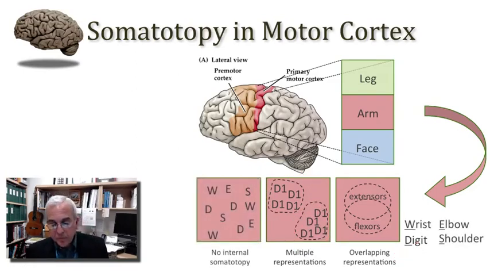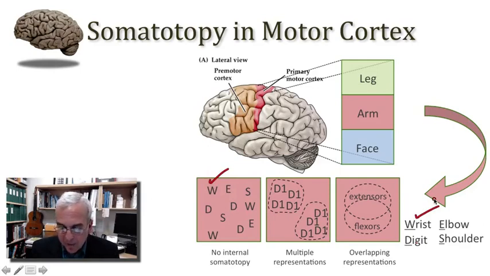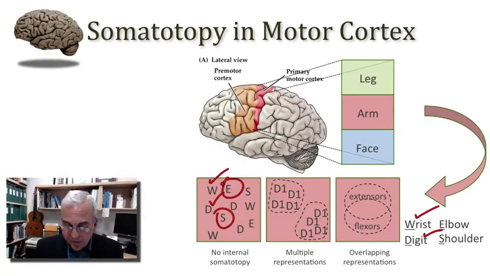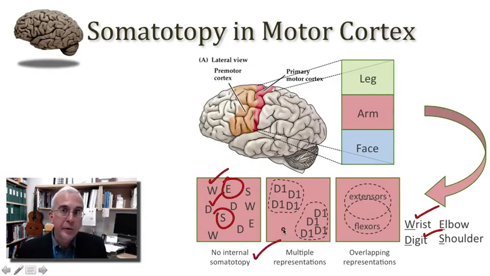And lastly, if we look within this region that represents the upper extremity, what we can find is an interdigitation of sites that, when activated, can move, for example, the wrist. And that might be right next to a site that, when stimulated, can move a digit. And those regions might be adjacent to shoulder or perhaps elbow flexion or extension sites. So there seems to be no strict internal somatotopy within this general region that represents the arm.